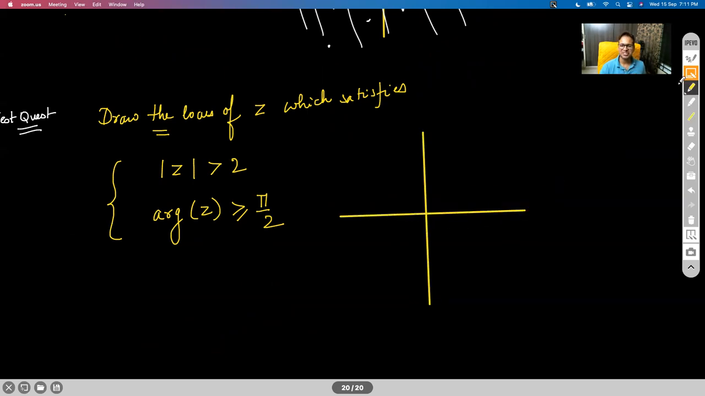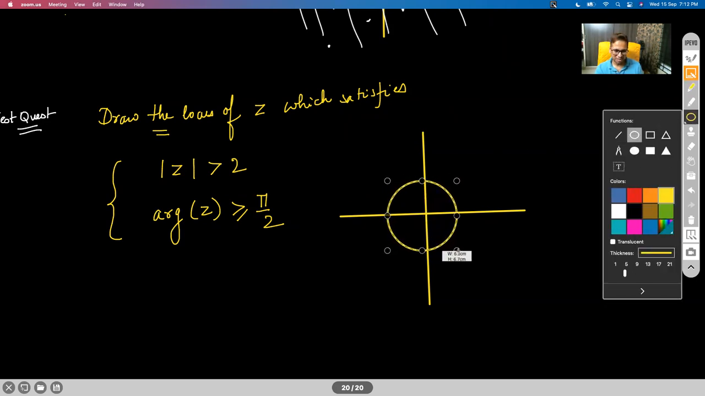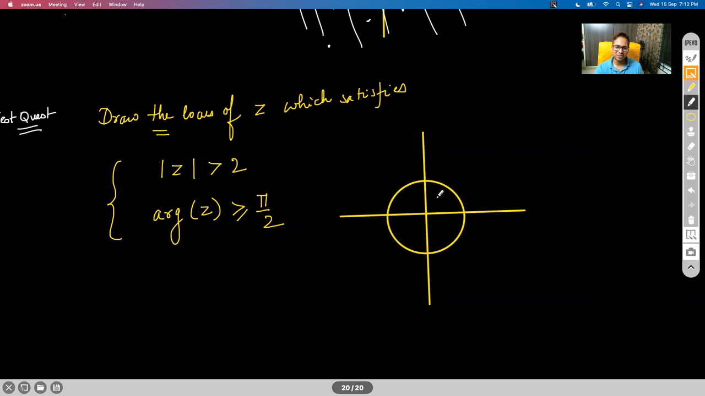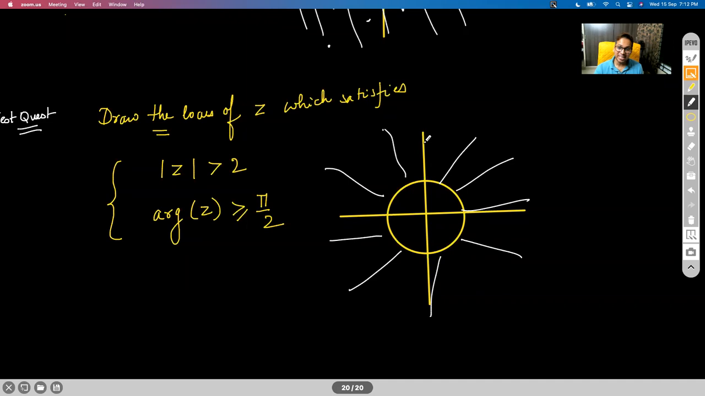Okay. First of all, mod Z equal to 2. How would you draw mod Z equal to 2? This says that the complex number is such that the distance of Z from origin is equal to 2. So that will be a circle kind of a thing, isn't it? Like this. Having a radius of 2, but greater than 2 means something outside it. And not including the circle is shown by a dotted circle. You have to make this dotted. Okay. So this is the first locus condition.